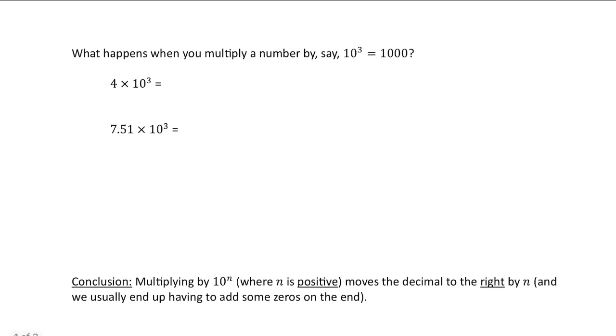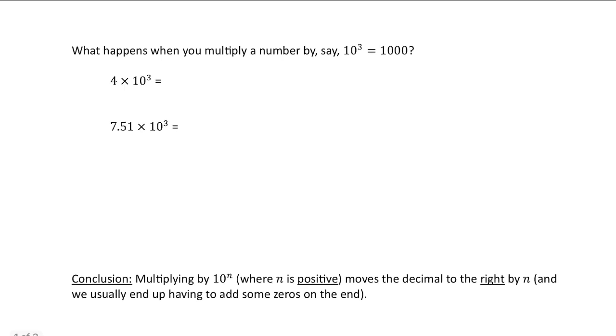Before we can talk about how you convert back and forth between scientific notation and standard notation, we want to understand a certain principle. What happens when you multiply a number by, say, 10 to the third power, or 1,000? Let's take a number like 4 and multiply it by 1,000. Of course, what we get is 4,000. So we ended up adding 3 zeros onto the end. Another way to think about it is we have a 4 with a decimal place after it, 4.000000, and we move the decimal to the right 3 places, so we ended up adding 3 zeros onto the end.